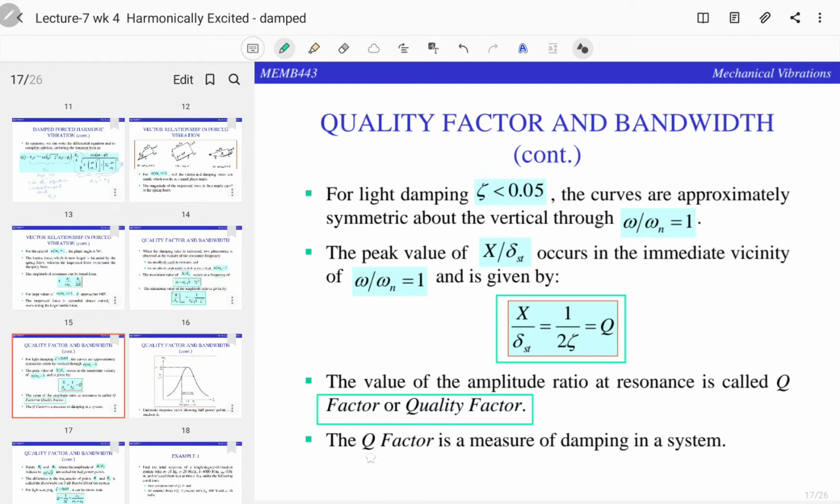So in other words, the Q factor is a measure of damping in a system. That is how you relate the quality factor and damping, and you can actually determine the damping. From this value, if you have your quality factor, you can calculate your zeta.